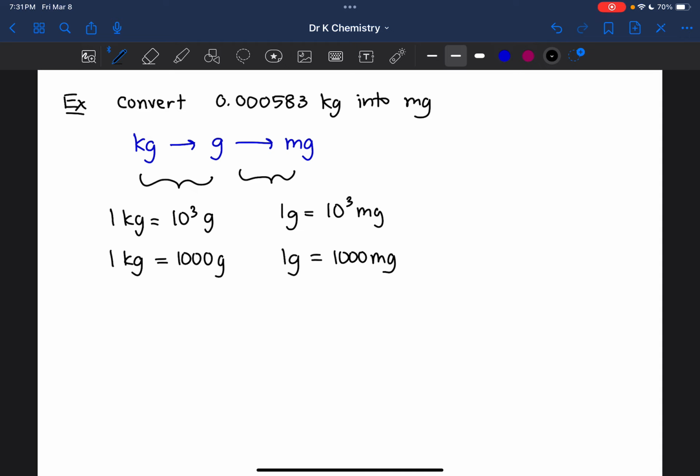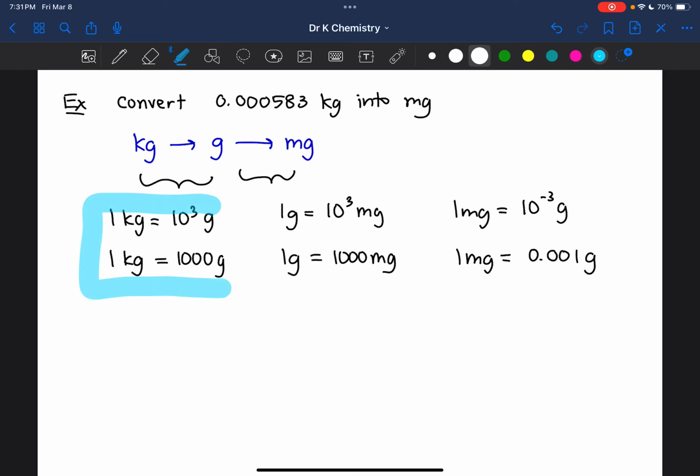Alternatively, we could have used the other version and said that 1 milligram is equal to 10 to the negative 3 grams, because milli means 10 to the negative 3. And if we wrote it that way, we could say 1 milligram is equal to 0.001 gram. So I'm going to do this conversion all three of the ways, and you'll see that it's going to get us the exact same answer. So let's try this one first.